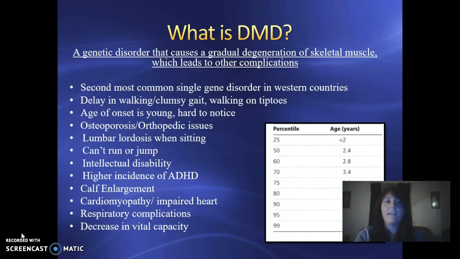This can affect any muscle in your body, even the muscle in your heart, the muscle in your lung, your diaphragm, any muscle. DMD is the second most common single gene disorder in Western countries. Some of the clinical features that you'll see in it is a delay in walking. Usually children will start walking around 16 months, but children with DMD won't start walking until about 18 months. You'll also notice a clumsy gait, sometimes walking on tiptoes.